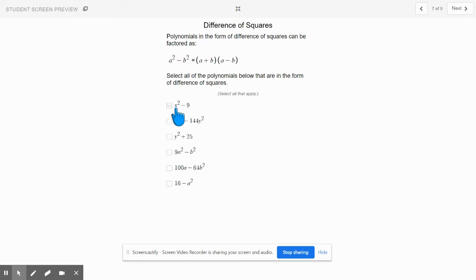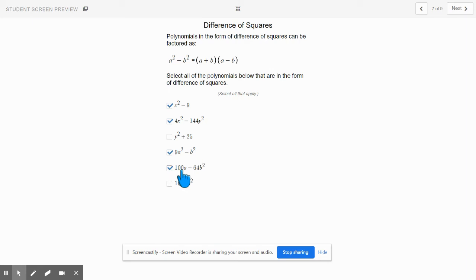To be honest, this x squared can be square rooted to be x. 9 can be square rooted to equal 3, remember? So they both have to be perfect squares. That's a great way to say it. 4x squared, if you square rooted that, isn't it 2x times 2x? That's a perfect square, right? 49 is a perfect square. So this would be one. This would be one. That would not be one. This would be one because 3a minus b, 3a plus b.